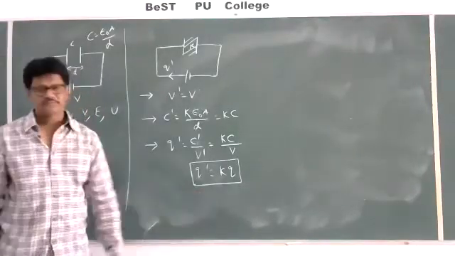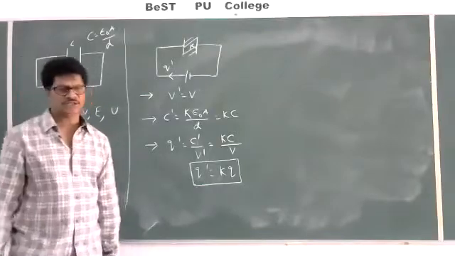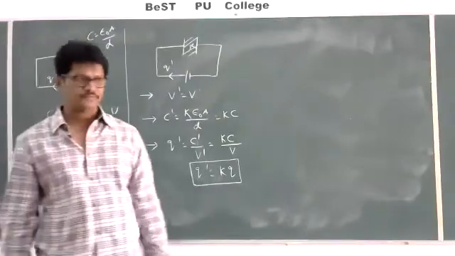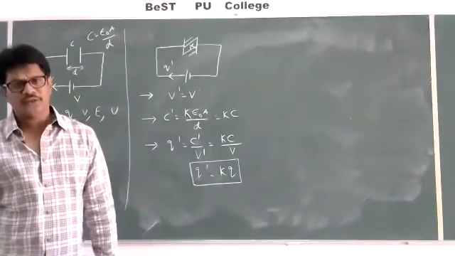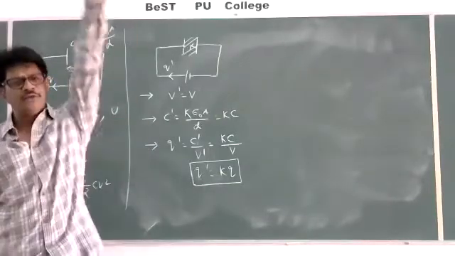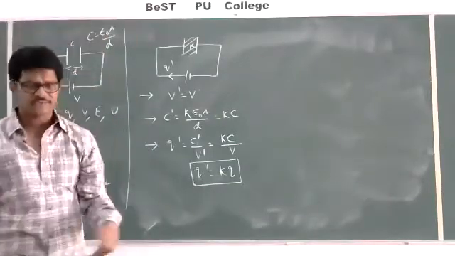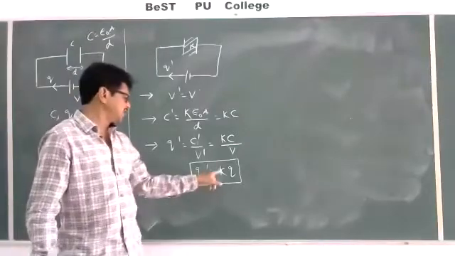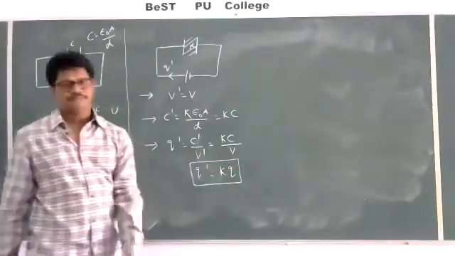Next line. The charge increases to K times. Without disconnecting the battery, if you insert a dielectric, the charge increases to K times.